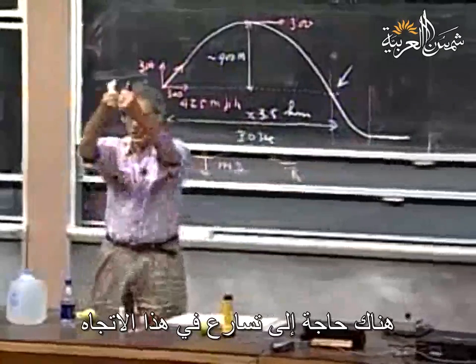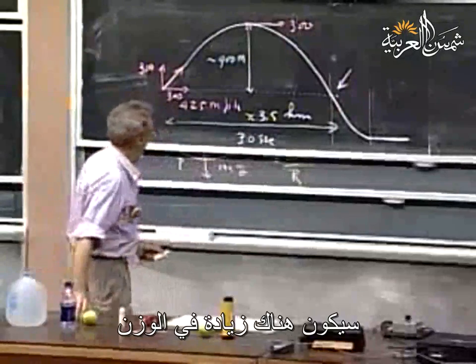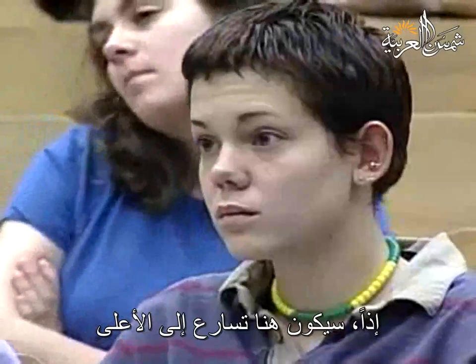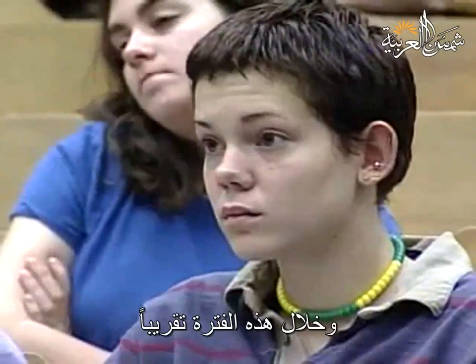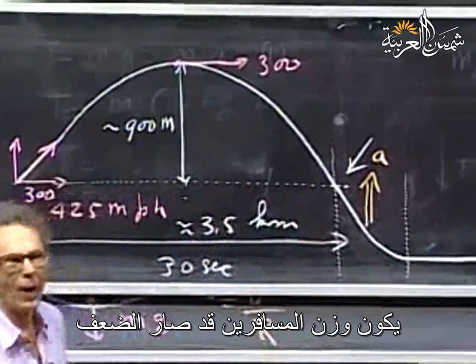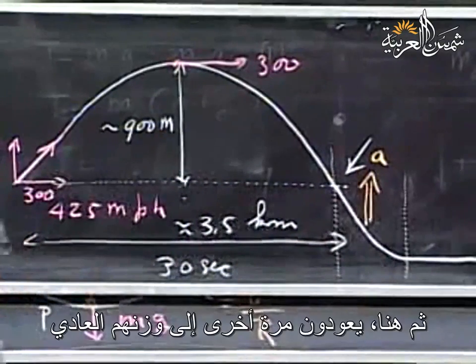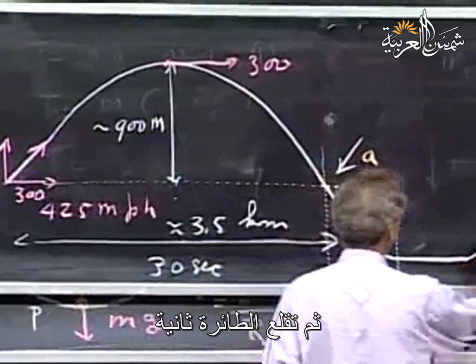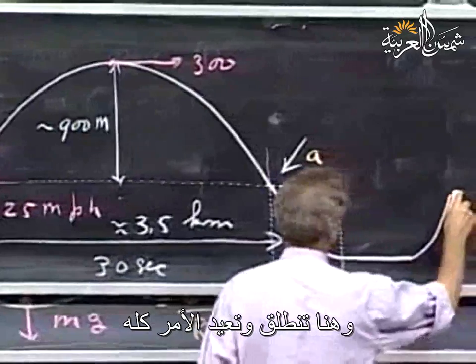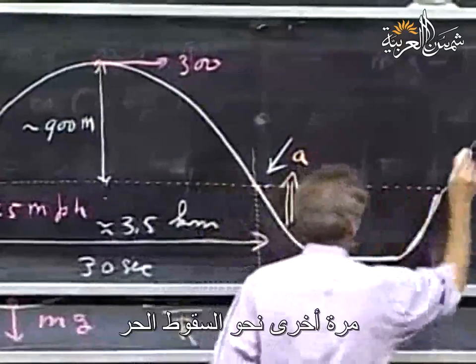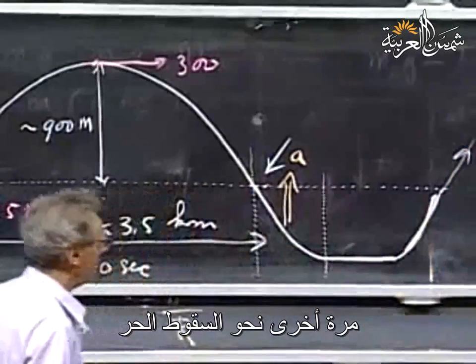You need an acceleration in this direction. There will be weight increase. So there is here an acceleration upwards. And during this time, very roughly, people have about twice the weight. And then here they have again normal weight, and then the plane pulls up again, and here it goes and repeats the whole thing, again going into free fall.